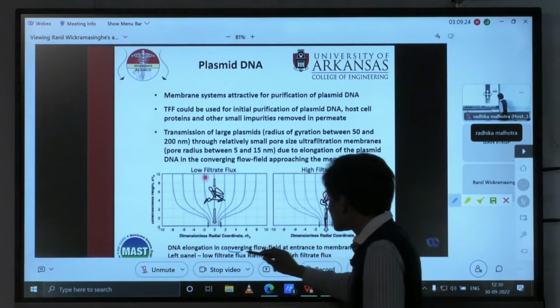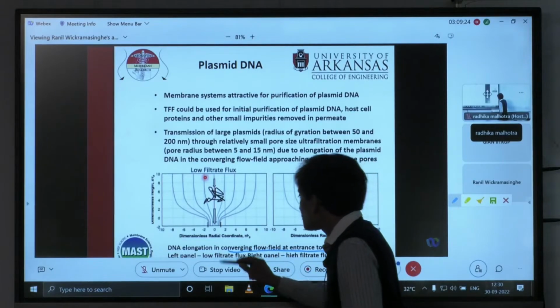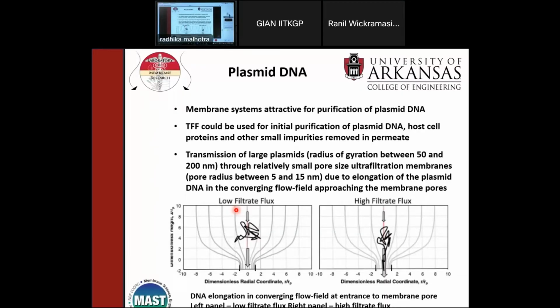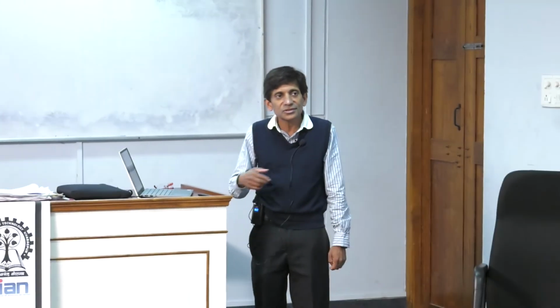So it can actually pass through. So DNA elongation in a converging flow field at the intramembrane pore, left panel, okay? On the left panel, you can see, I'm sorry, this has got cut off. So the left is low flow rate, low filtrate flux, and the right panel is high filtrate flux. So at low flux, it's not going to go through. At high flux, it could go through, okay? This is for this particular isoform of the DNA. So what this suggests is that by carefully designing our ultrafiltration system, but more than that, the flow field, we may be able to separate this. Okay. So these are new separation challenges, not relevant for proteins, but become quite important in this area.